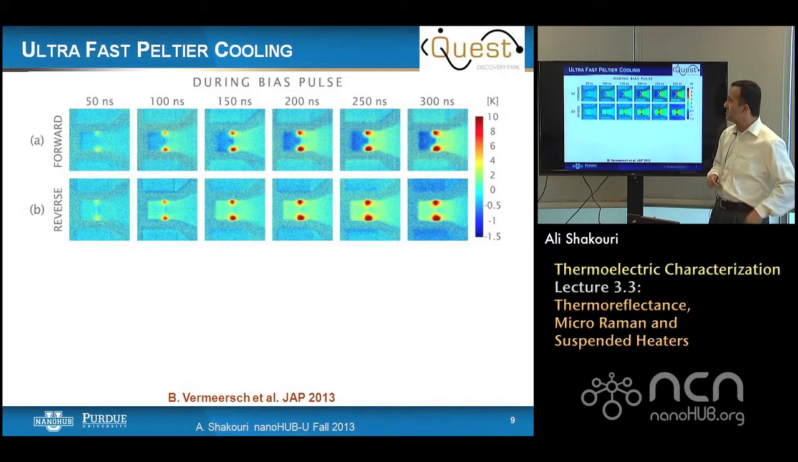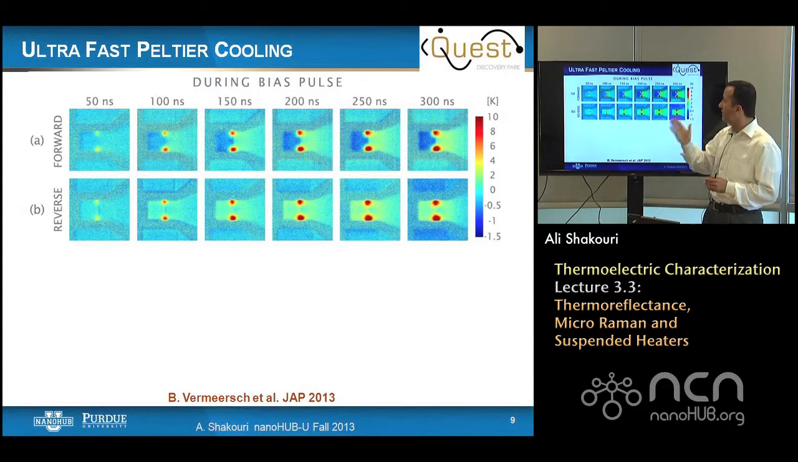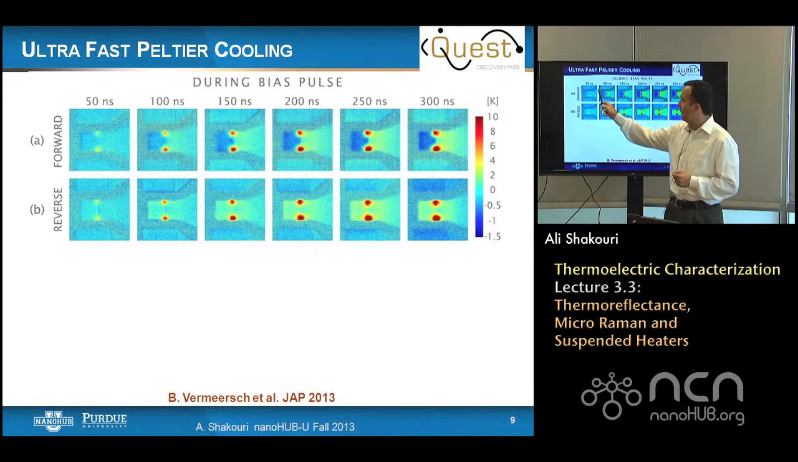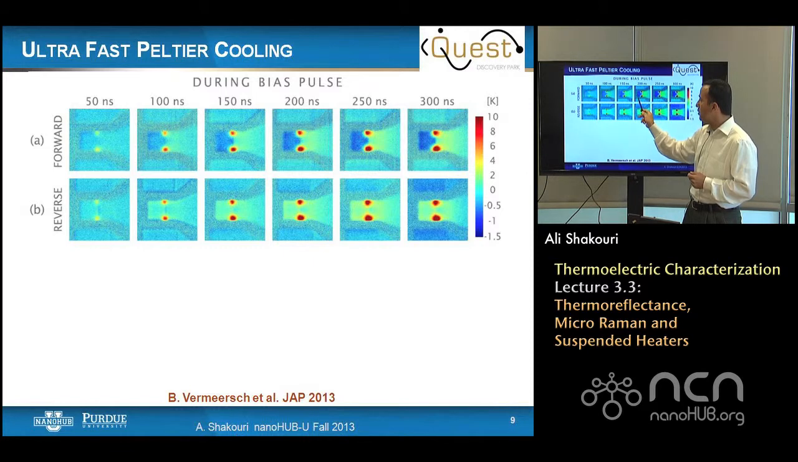Here are the images obtained under forward bias and reverse bias at different time scales. Again, we apply a given current of a couple of 100 milliamps. You see it takes about a couple of 100 to 150 nanoseconds to see some cooling on the forward bias and heating on the reverse bias. You see this spot heating, which is actually coming from a defect in the device.